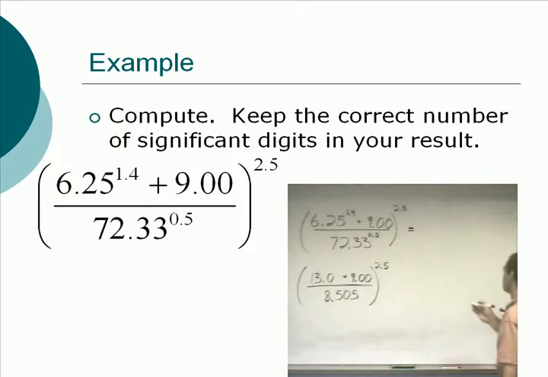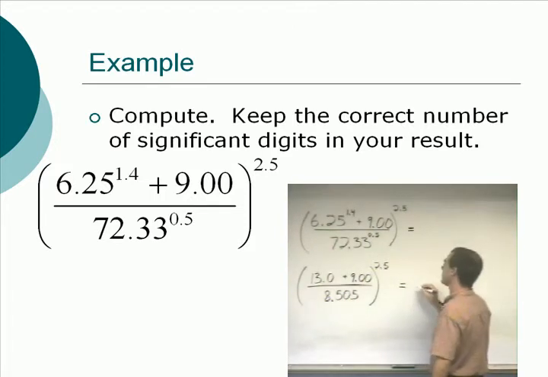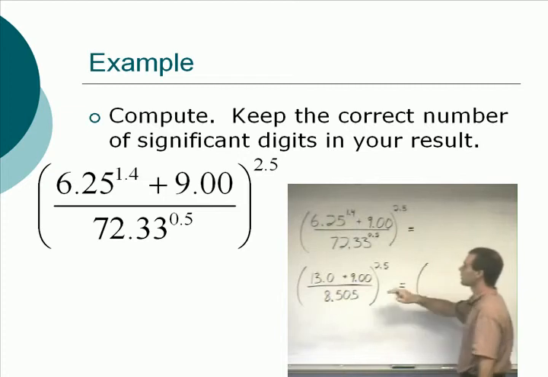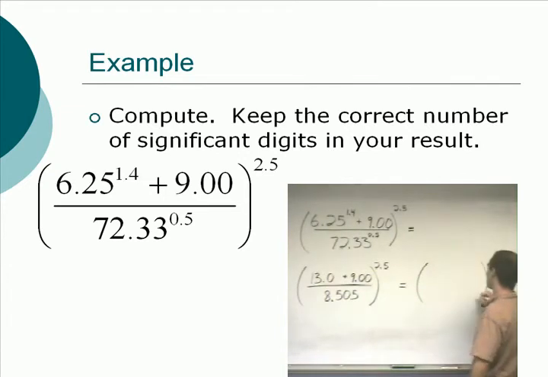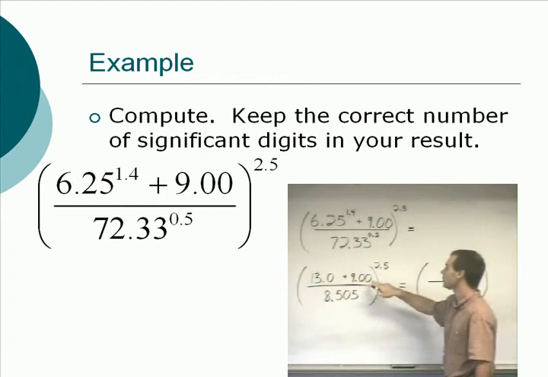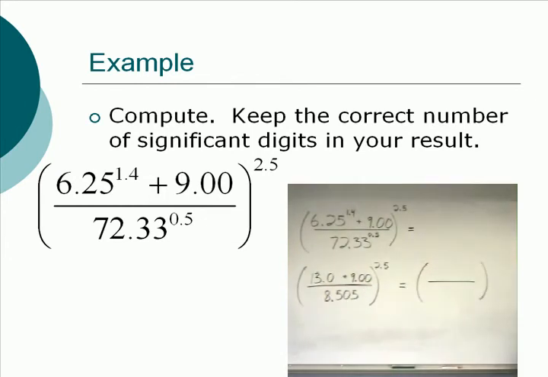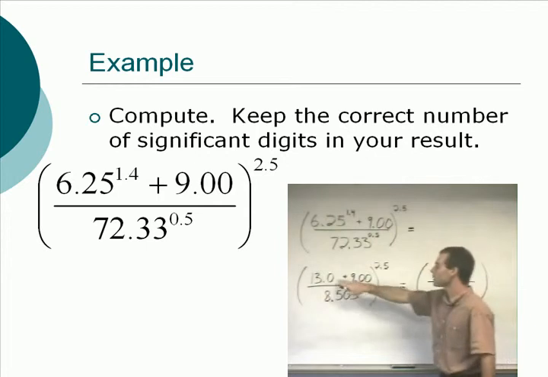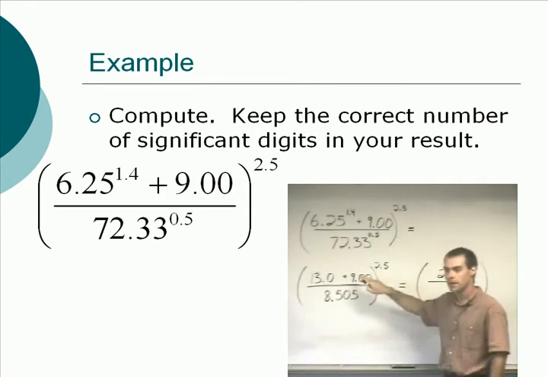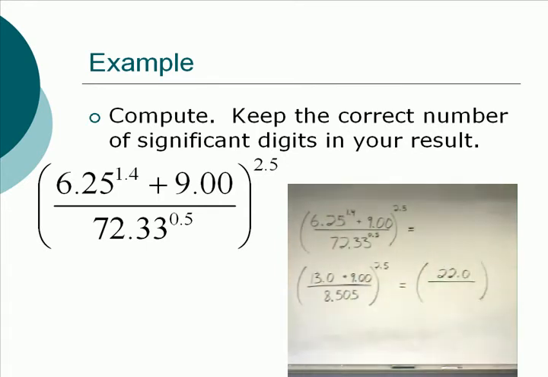Okay, well now we can clean this up just a bit, and we end up with, now let's do this addition in the numerator of that fractional value. 13.0 plus 9.00. What do you get when you add those two together with the correct number of significant digits? 22.0. Good, Kyle. 22.0. 10th, 100th. So the best we can do when adding, 10th. 22.0 over 8.505. This is all to the 2.5 exponent.